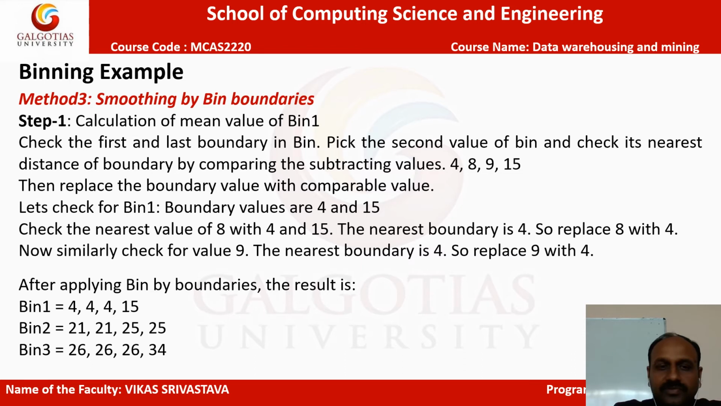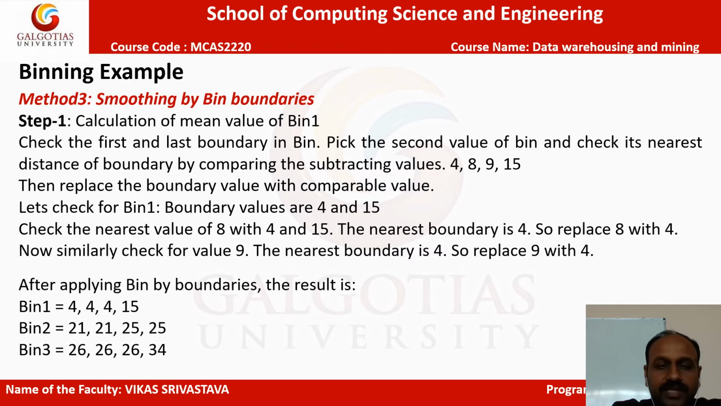Now in a similar fashion, for bin 2, you will apply the value that is nearest and replace it accordingly. Suppose in the second bin you have the values 21, 21, 24 and 25. 21 and 21 are the same value, so there is no difference and no change between them.